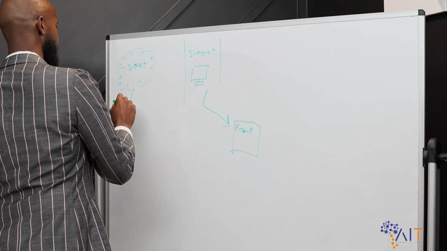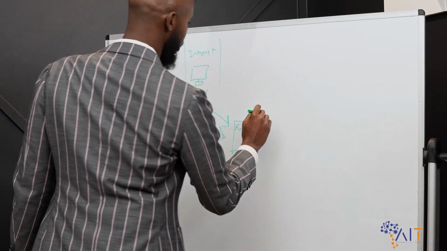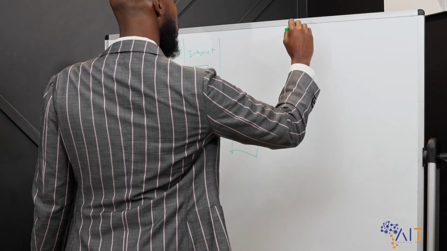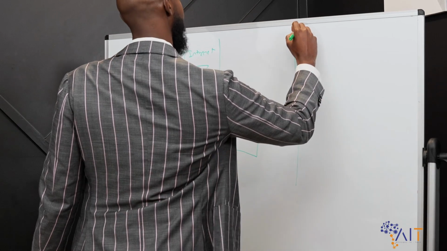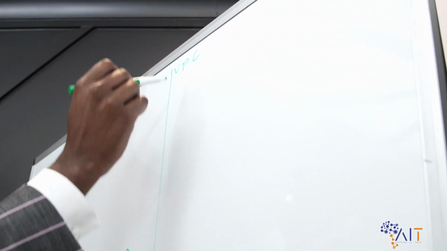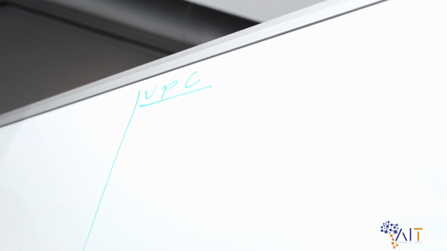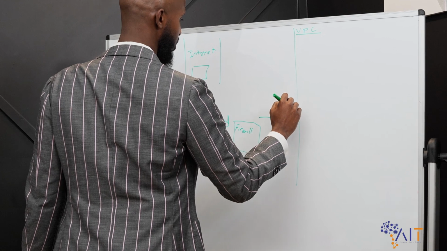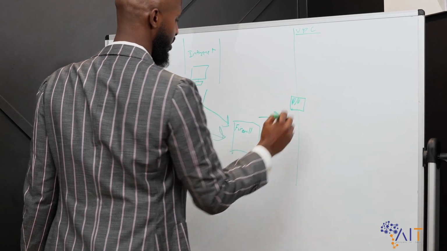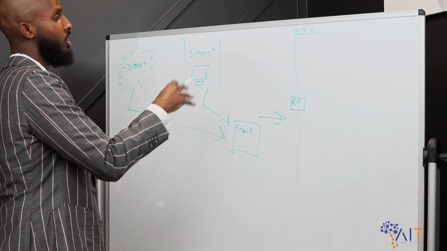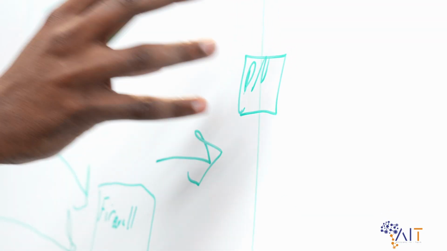Then you have the corporate firewall. So any traffic from the internet has to go through the corporate firewall. And now from the firewall, you have a large VPC here, an AWS VPC, a virtual private cloud. To get access from the corporate intranet through the firewall to the VPC, you need a service called Direct Connect. Direct Connect is a service that allows you to connect from your corporate network to AWS. So you have your Direct Connect service.